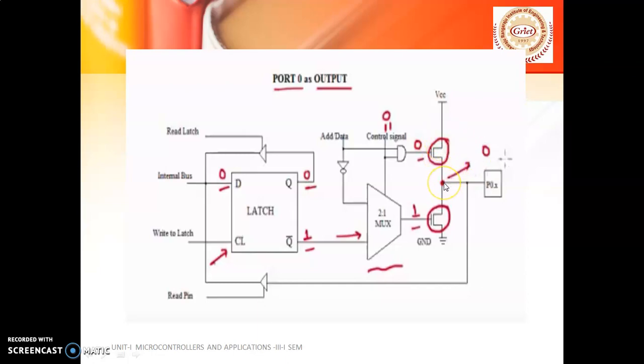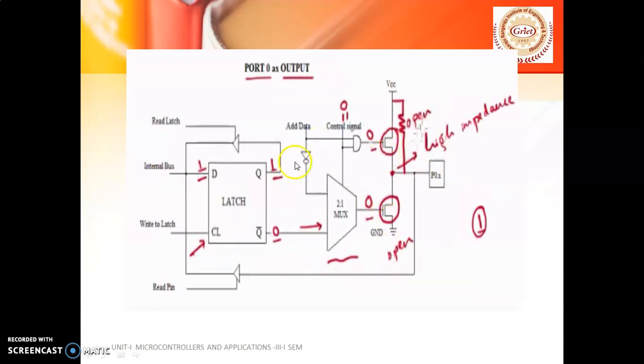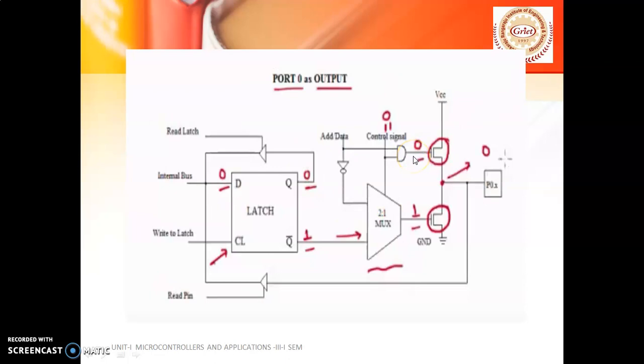Now if I measure the value at this point, it is going to be 0 because this point is connected to the ground. So here it means that as it is connected to the ground, the processor can write 0. It will write 0 onto the output devices which are connected to the 8051.